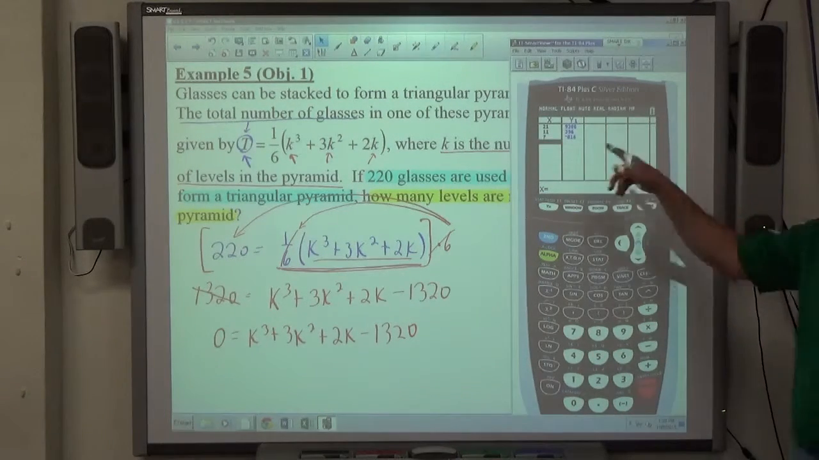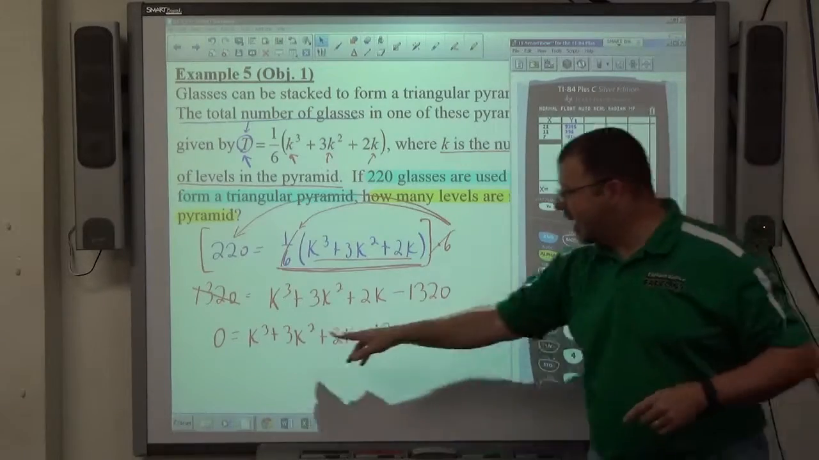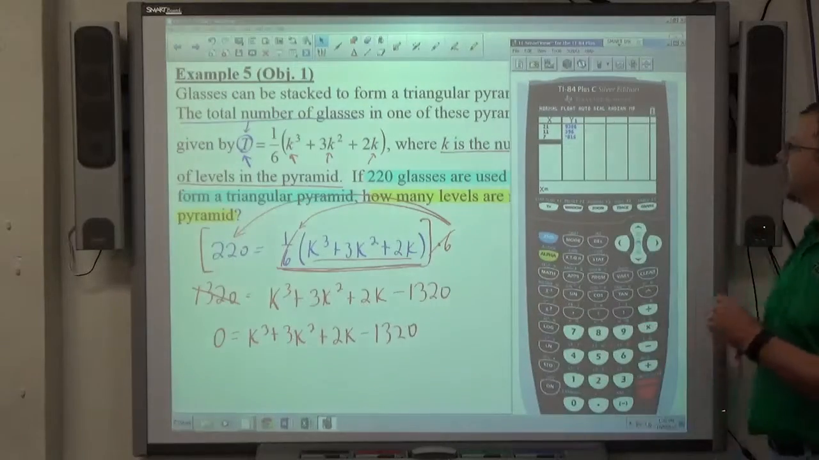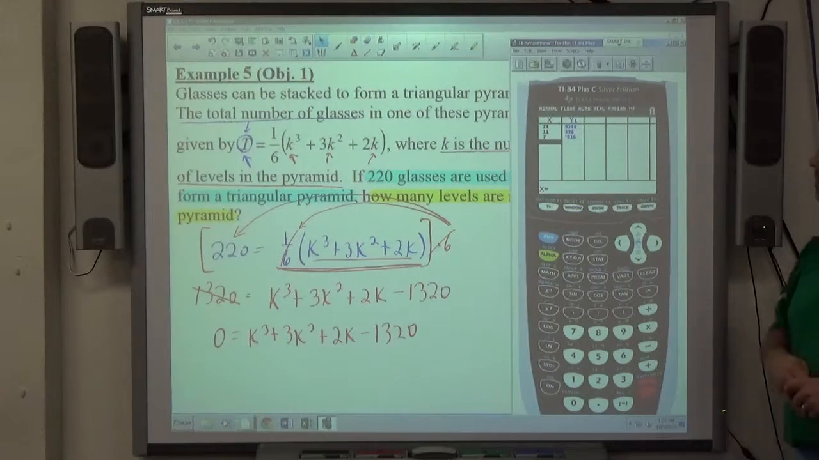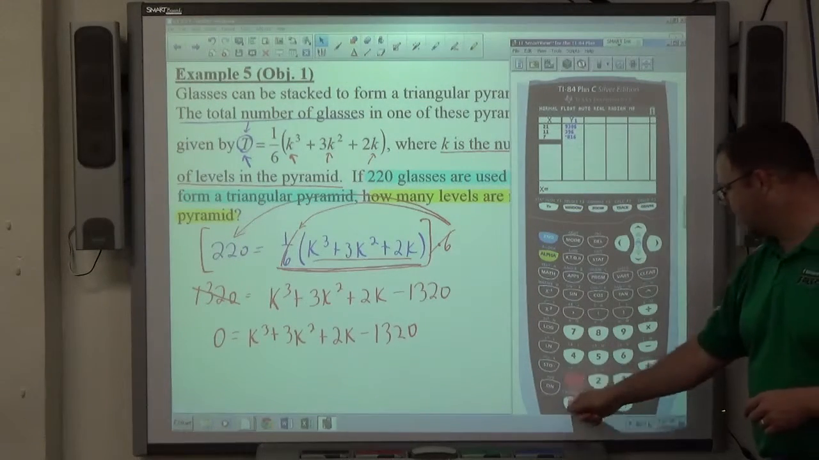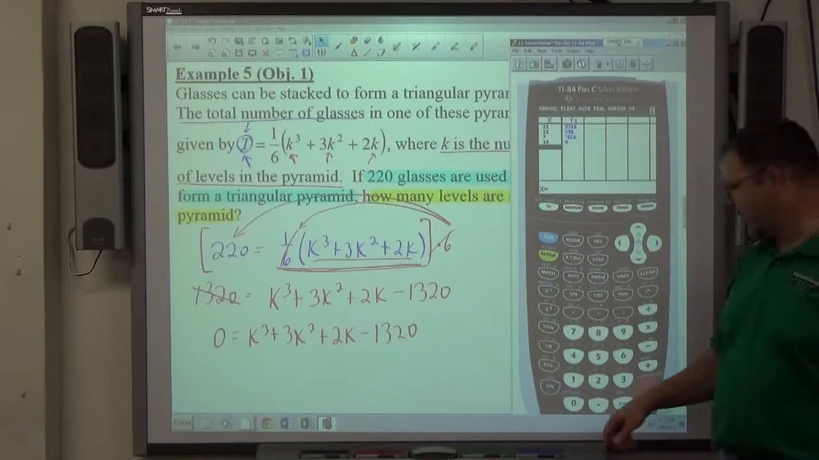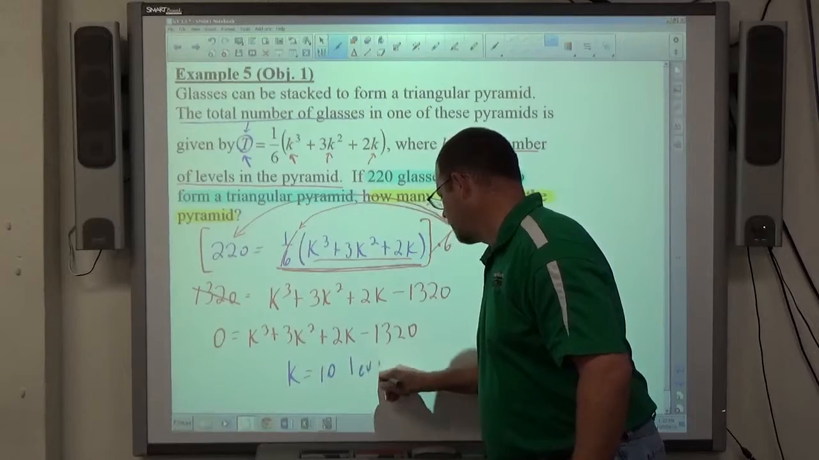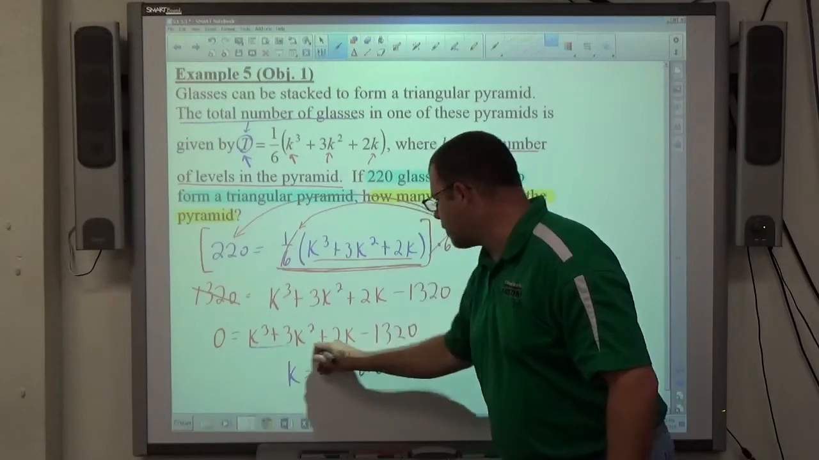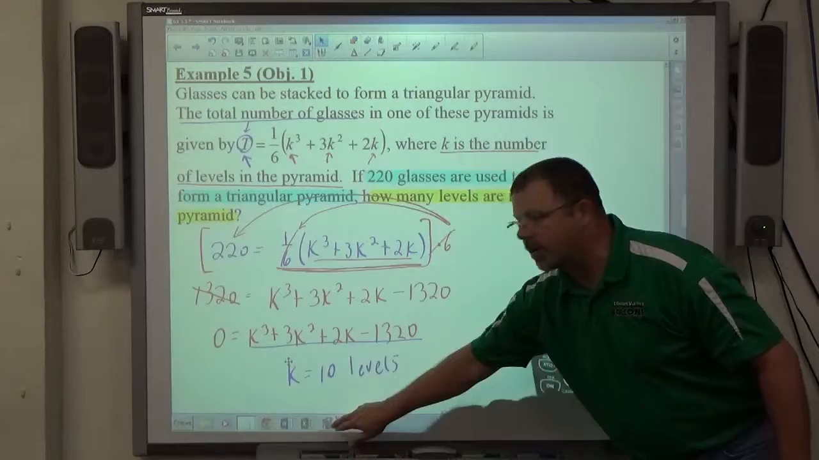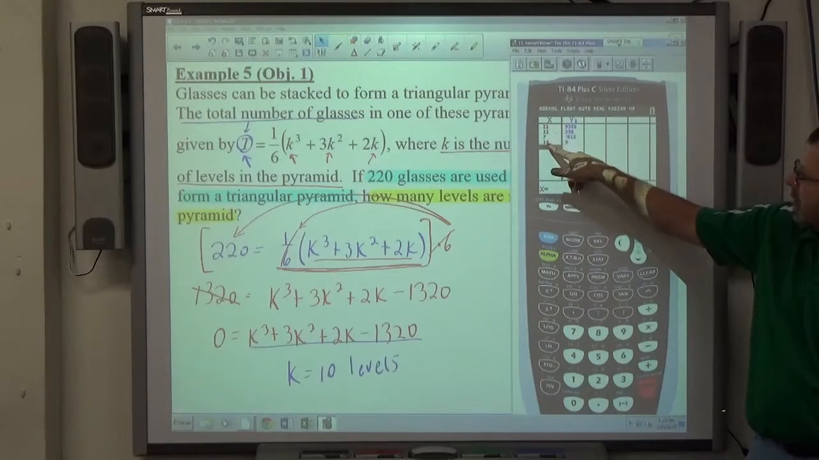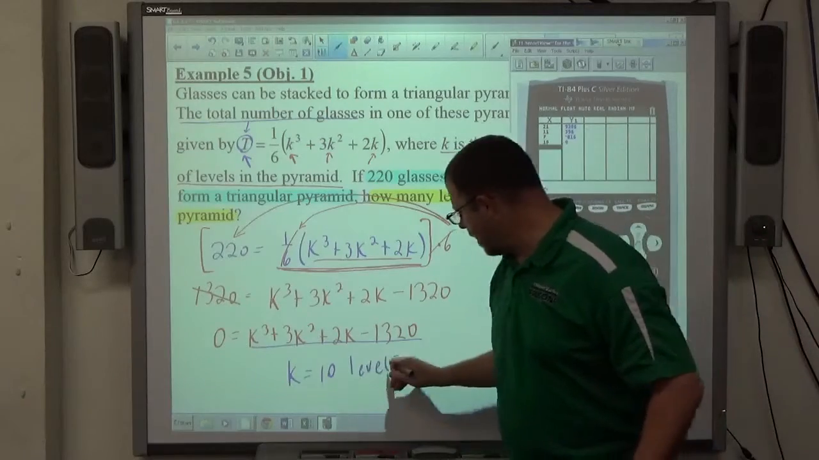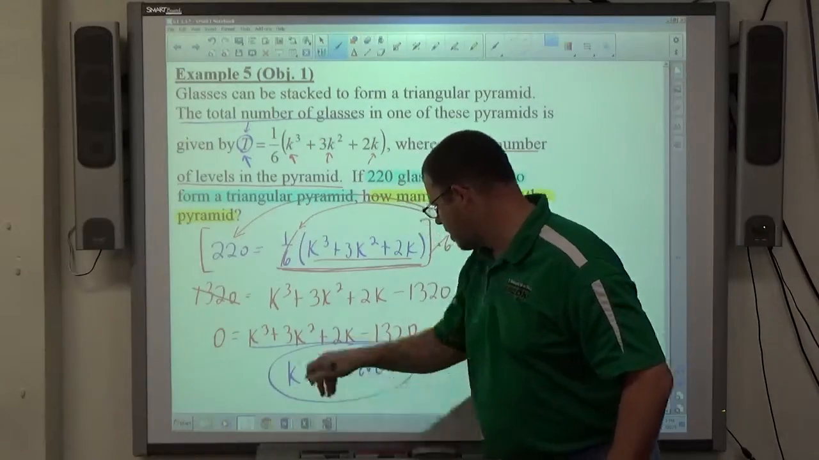Finally, a negative number. So 7 is negative 816. So 7 levels, minus 1320, that's not enough. It's between 7 and 11. 9. I heard 10 first. Hey, it's 10. Oh, 10. All right. k equals 10 levels. Again, we want the expression to equal 0, so in our calculator, when our x value results in a y value of 0, we've got the right answer. So 10 levels is the right answer to this problem.